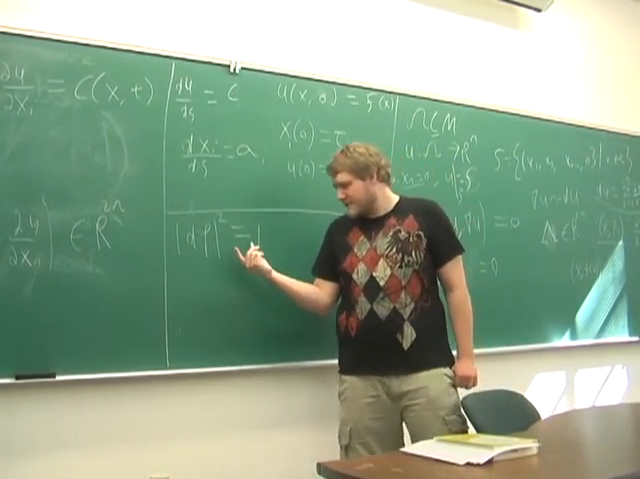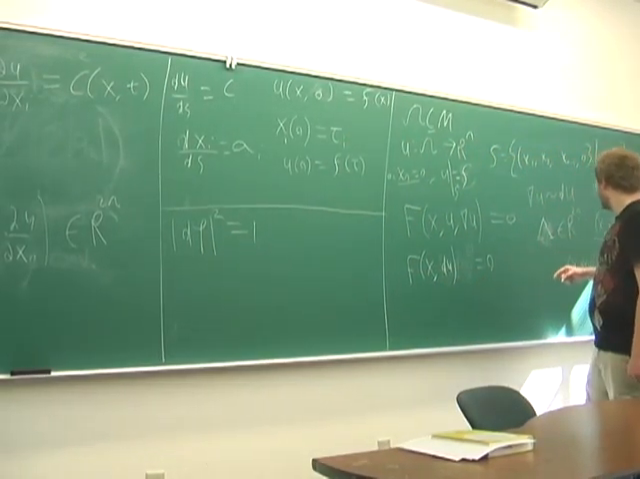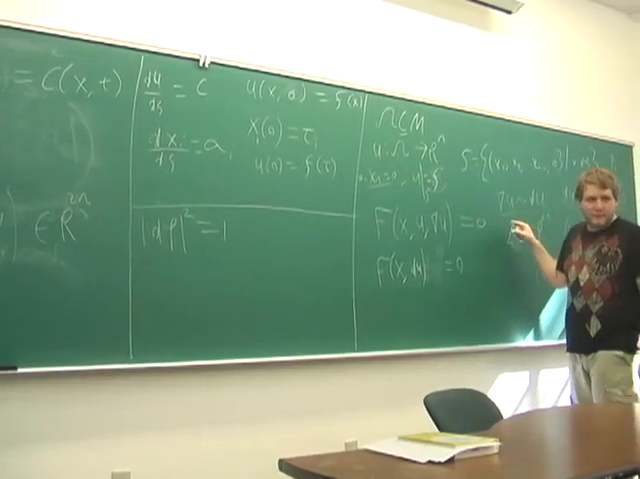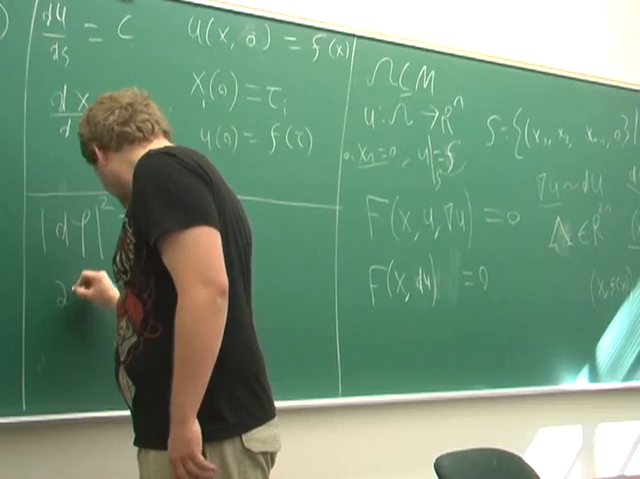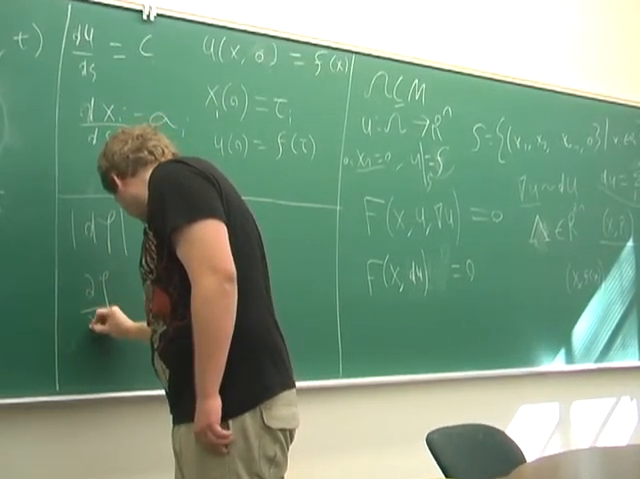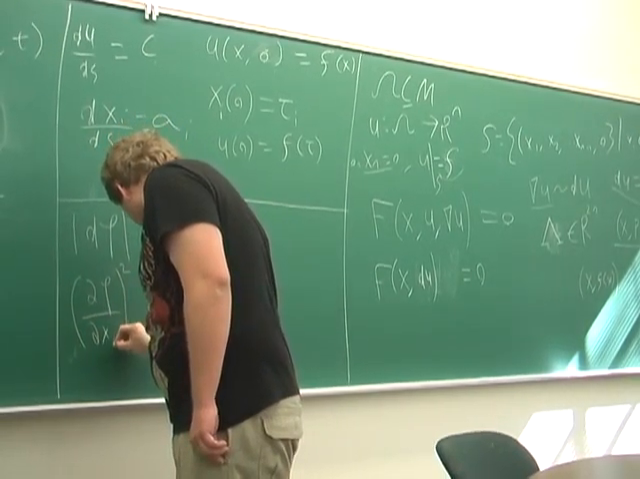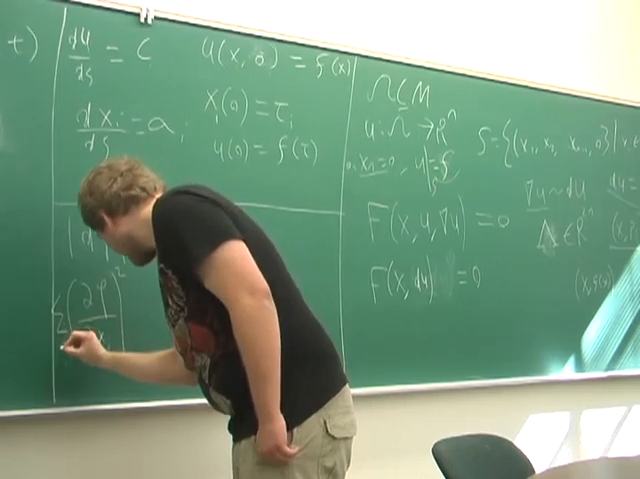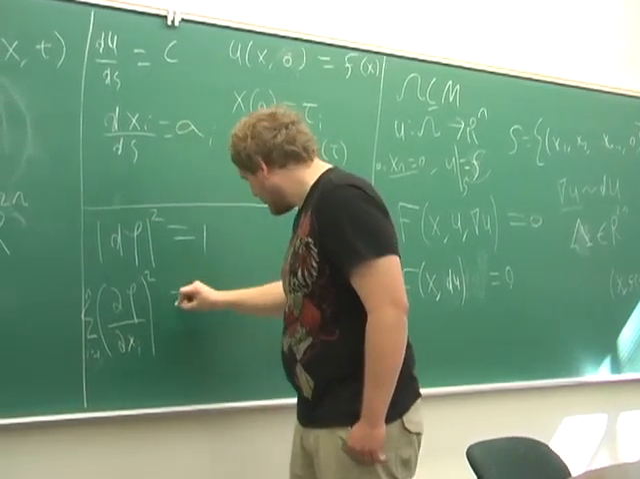If we sort of decompose this and think of the association between this and the gradient that we've talked about, well, this equation is just d phi dx squared, and then I, summing over i. So it's just this equal to 1.